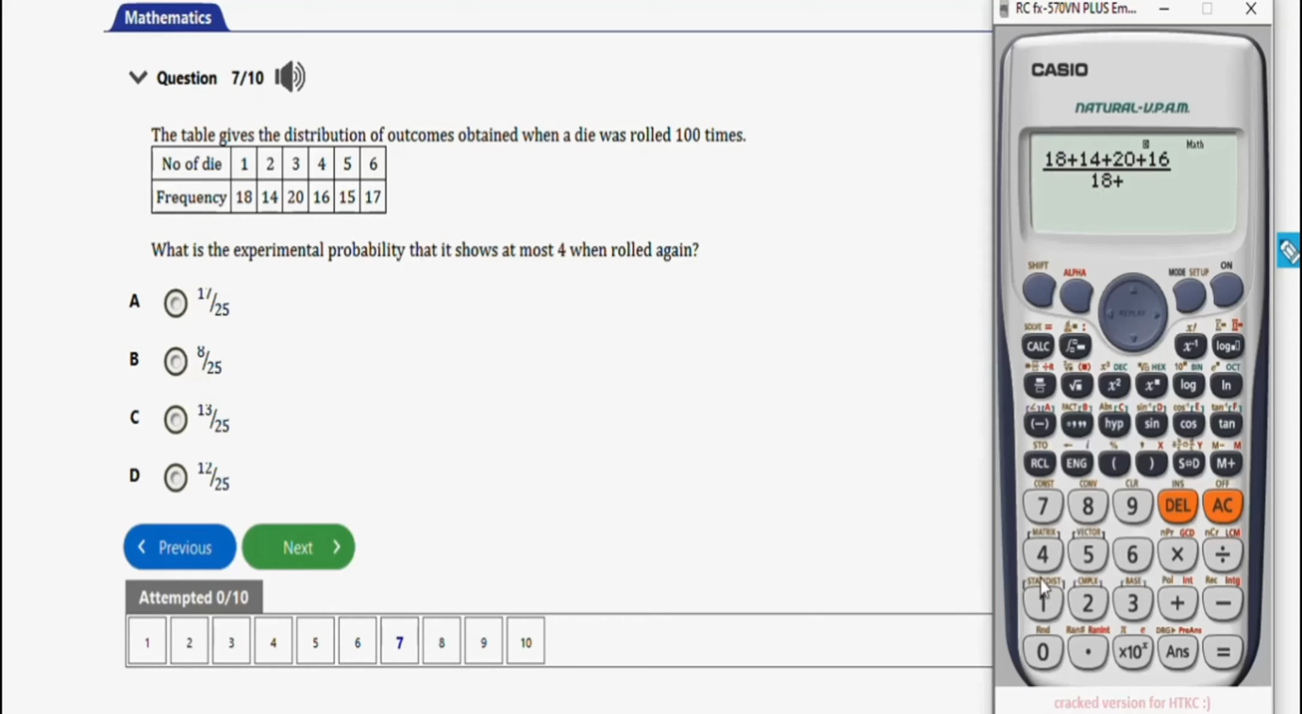That's how you can do this. Plus 14 plus 20 plus 16 plus 15 plus 17. So that's all, guys. We are good to go. Let's press equal to now to see the output. So we have it to be what? 17 over 25. So the right option is option A. Okay, so that's it for this question.